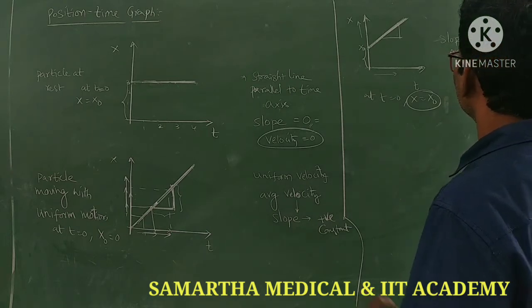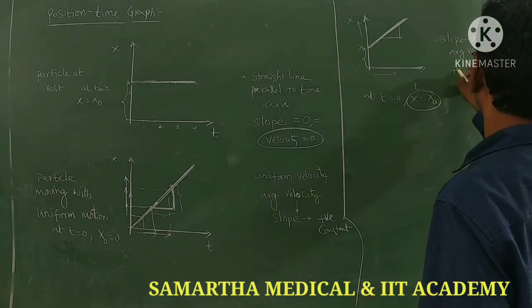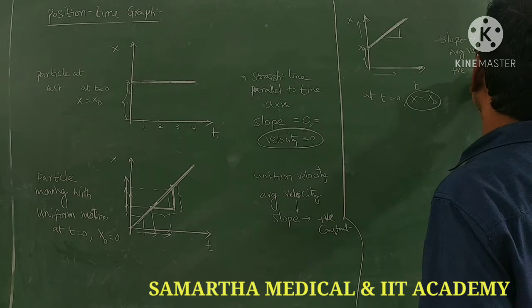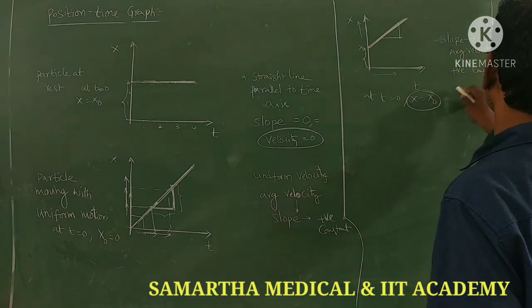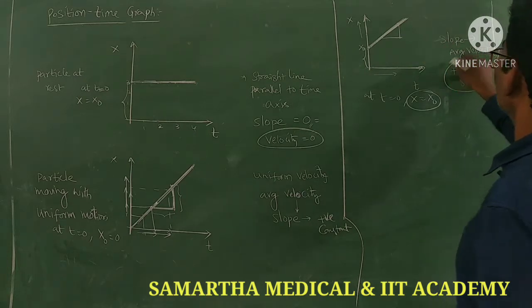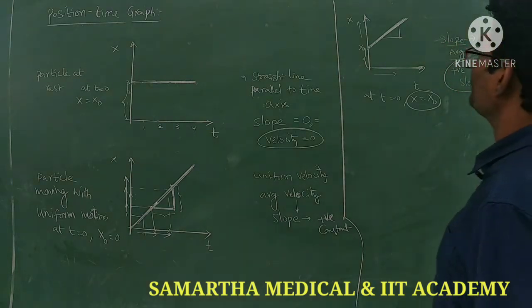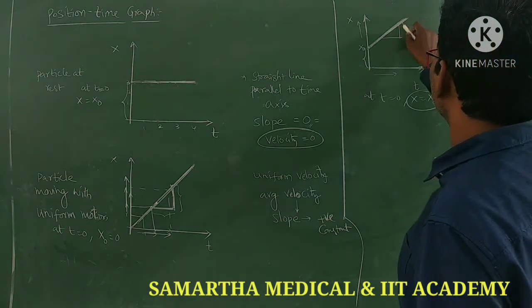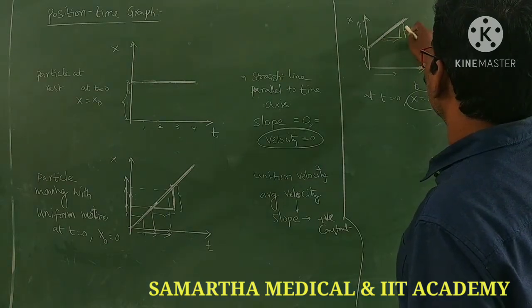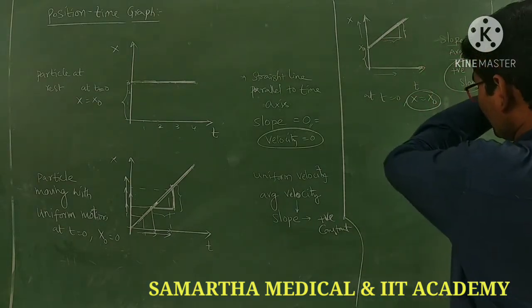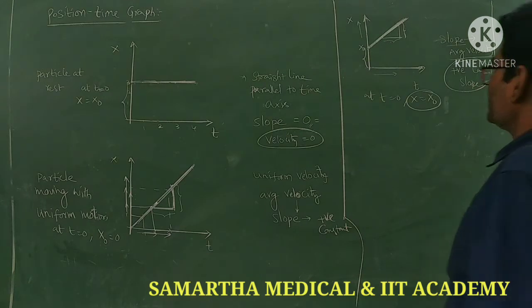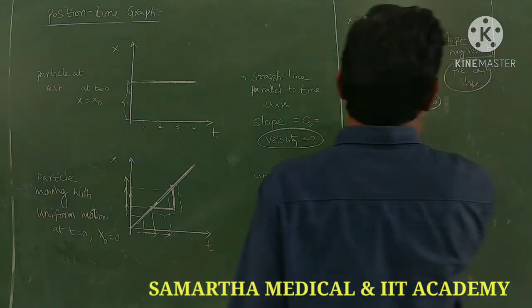Next, slope is average velocity, and that is a positive value, a constant slope. The slope is a positive constant, and the slope gives you the average velocity. So how will you get that slope? Opposite side, y coordinate change by x coordinate change. So that gives the average velocity.